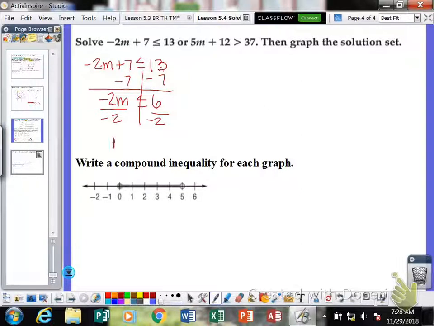So this should be review. We divided by a negative here, ladies and gentlemen. Please don't forget this. We divided by a negative, therefore I must flip the symbol. So m is greater than or equal to -3.